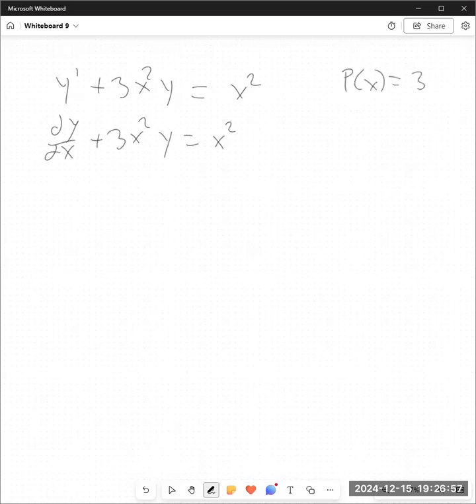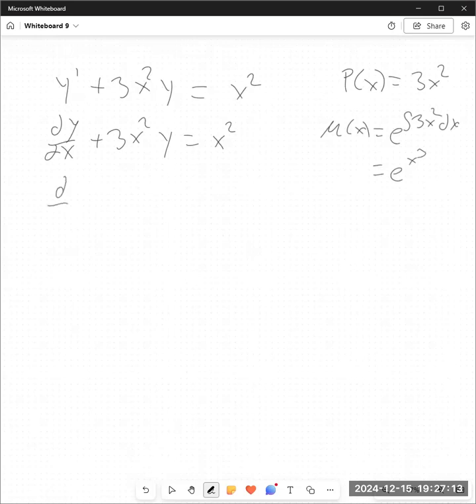So the number 5 here: y prime plus 3x squared y is equal to x squared. So just write this as dy/dx plus 3x squared y equals x squared to make it look like the other things we've been doing. P of x is equal to 3x squared. So my mu of x is equal to e to the integral of 3x squared dx. So that's going to be equal to e to the x cubed.